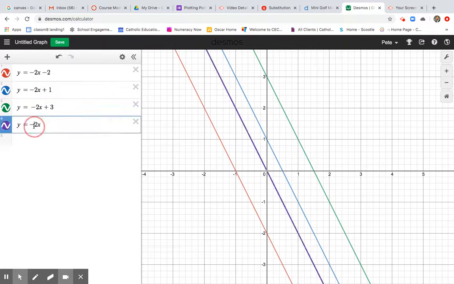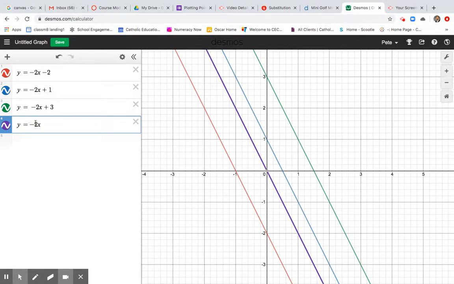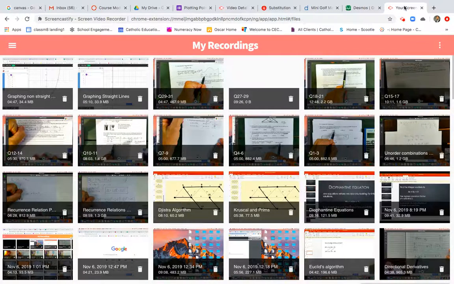Remember, if it was just plus 2x, it was across 1 and up 2. Now it's like across 1 down 2, across 1 down 2, because the gradient or the slope is this minus 2. So that's the importance of this m in front of the x. We might leave it there and we'll use the other one.